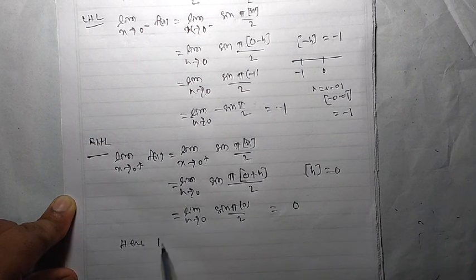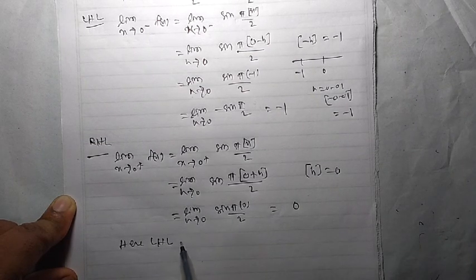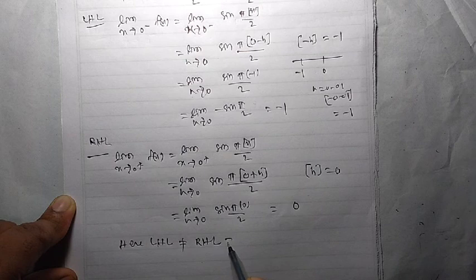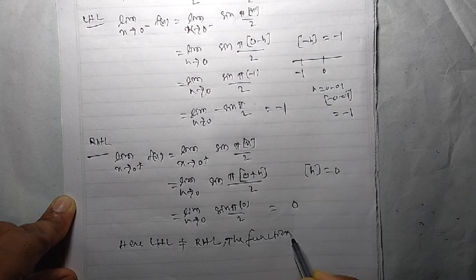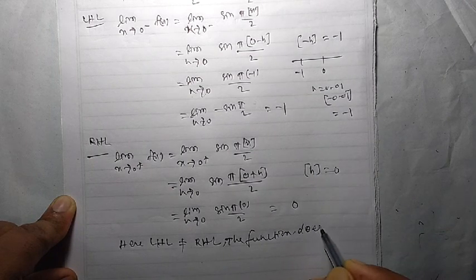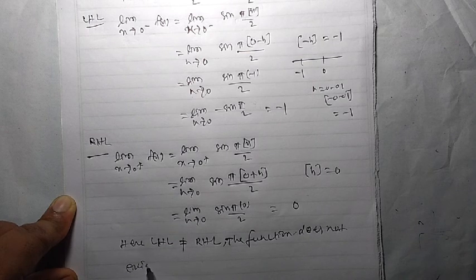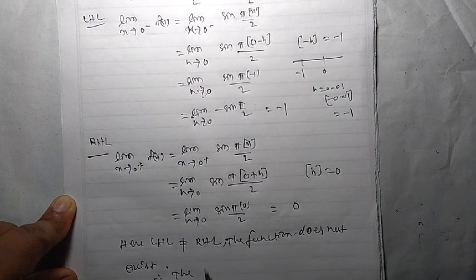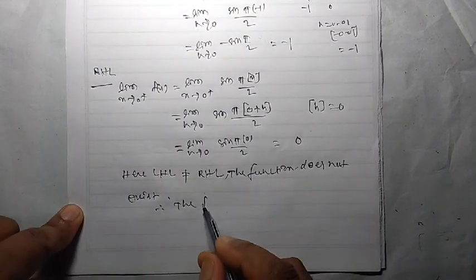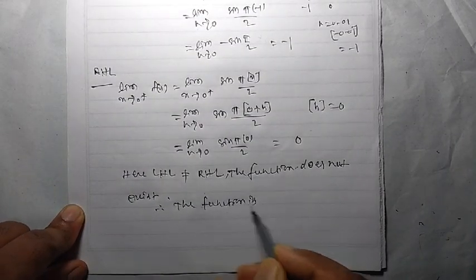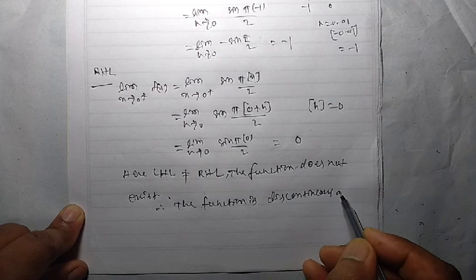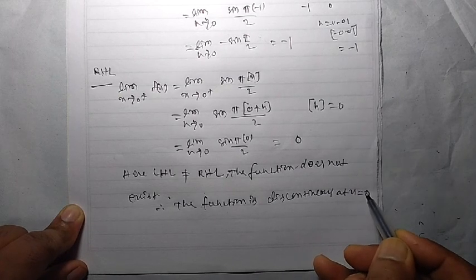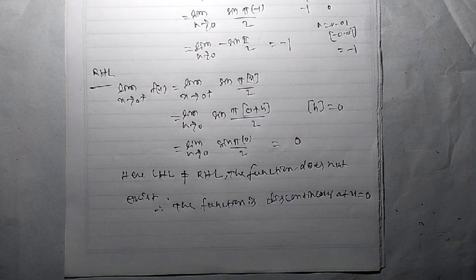Here LHL is not equal to RHL, therefore the limit of the function does not exist, therefore the function is discontinuous at x is equal to 0. Pause the video, note it down.